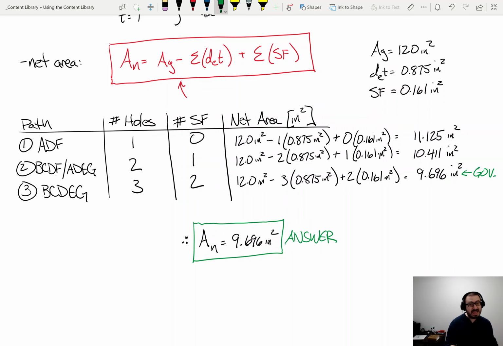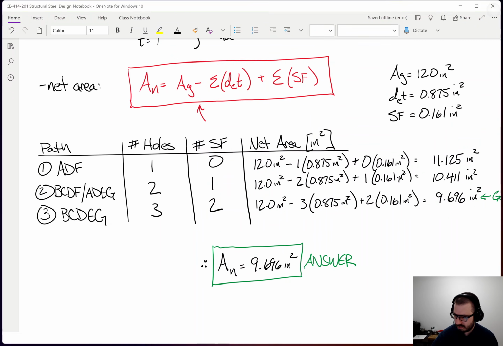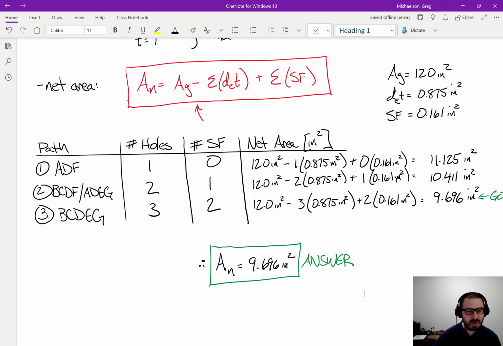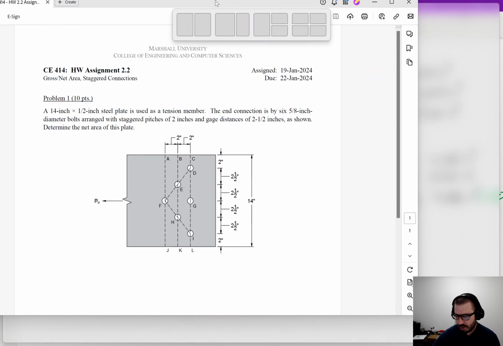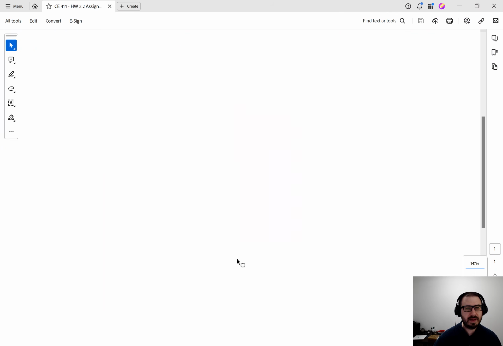Okay, so that's the answer. Hopefully that should be pretty straightforward. I'm going to go through a couple of things just from a logistics standpoint. So let me do that. First thing I want to show you is the upcoming homework assignment. So this is the upcoming homework assignment. A couple things about it.